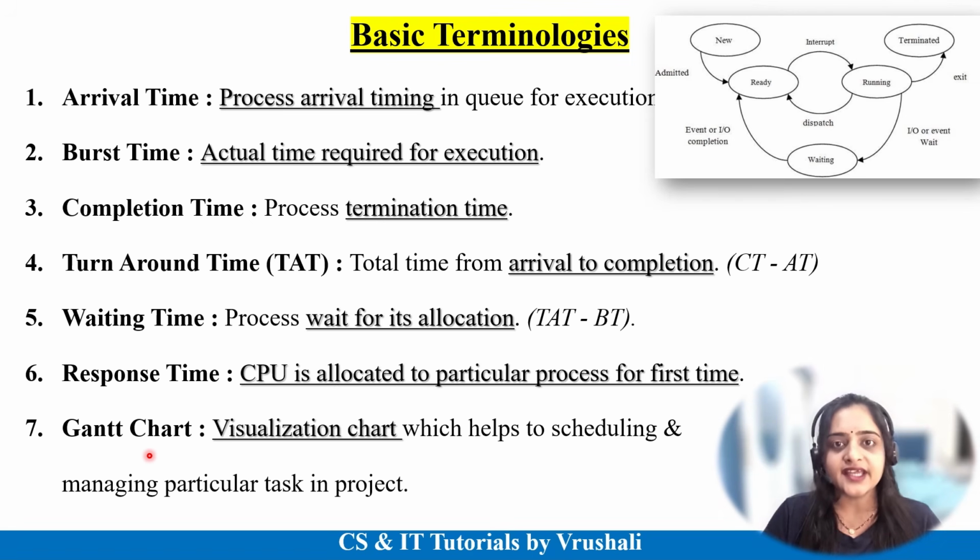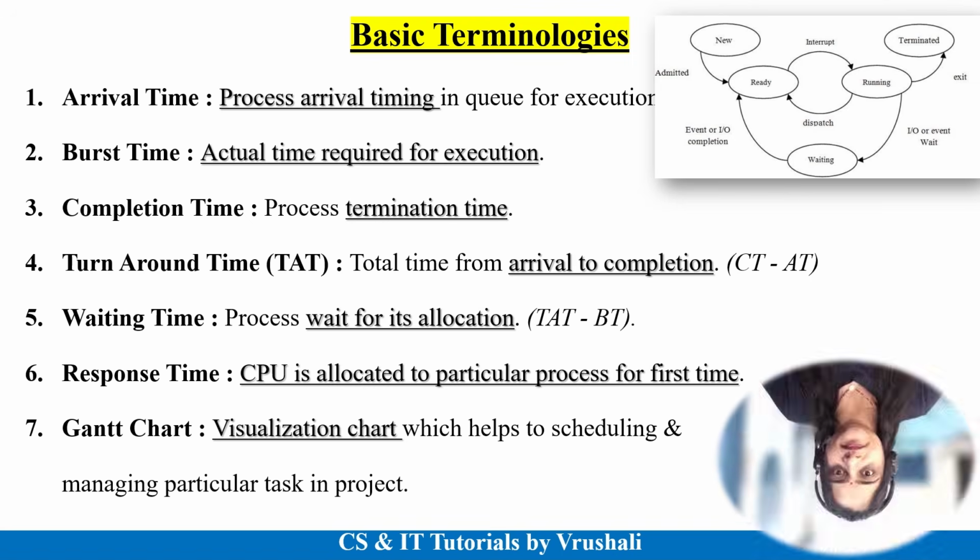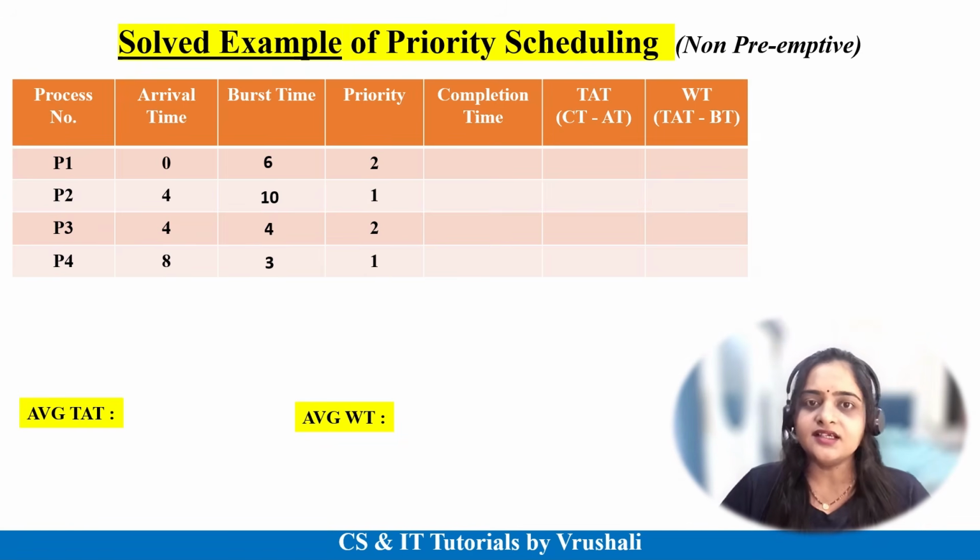And the last one is the Gantt chart. A Gantt chart is a visualization chart. It displays each and every detail of your process in a diagrammatical manner. So let's solve the example. This kind of example will be asked in your university examination.